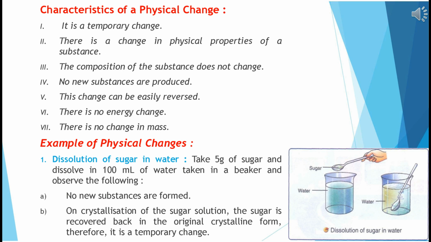So what are the observations? No new substances are formed. On crystallization of the sugar solution, the sugar is recovered in the original crystalline form. I have already explained that in a physical change the reaction is reversible. When we do the crystallization of the sugar, we can bring the sugar back again. So this is a physical change. No chemical properties are associated here. Only physical properties will change. So this is an example of physical change.